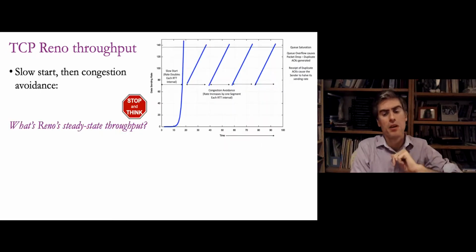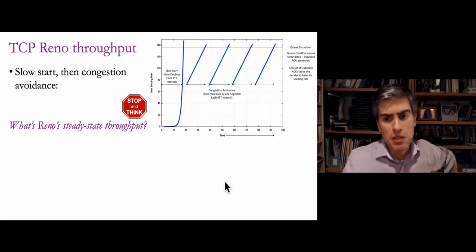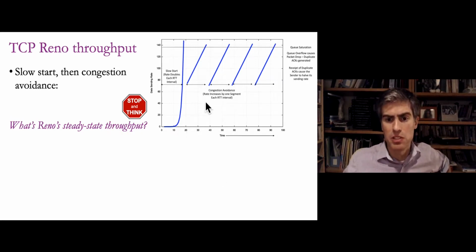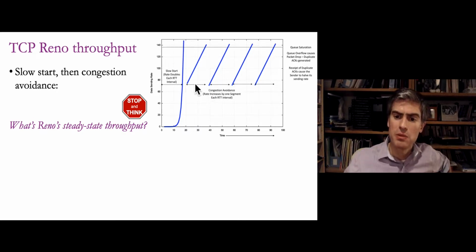Okay. So let's look at this TCP Reno approach to congestion control. I have the diagram reproduced here with slow start at the beginning, and then congestion avoidance has this linear increase and multiplicative decrease. We call it linear increase and multiplicative decrease because it increases linearly. We add a constant every round trip time.